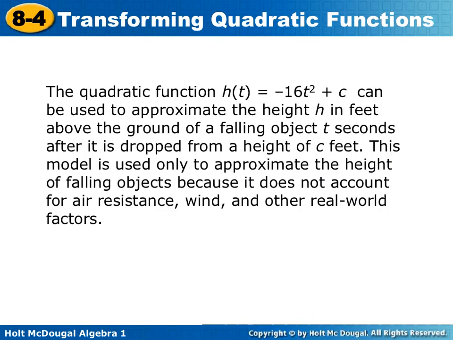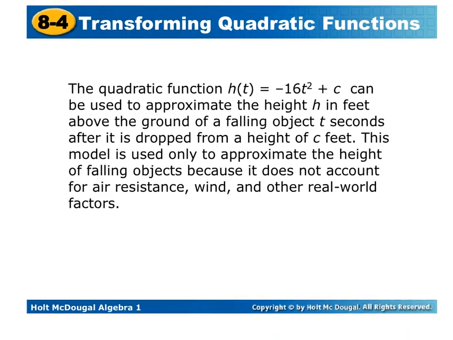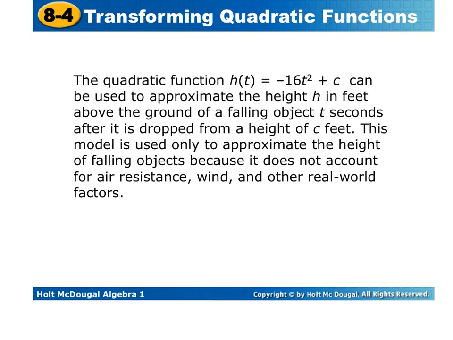All right, let's look at the word problem here. It says the quadratic function h of t, where this t is going to be the time in seconds, -16t squared plus c can be used to approximate the height h in feet above the ground of a falling object t seconds after it's dropped from a height of c feet. This model is used only to approximate the height of the falling objects because it does not account for air resistance, wind, or other real-world factors.